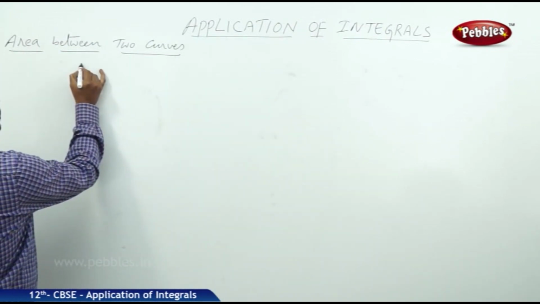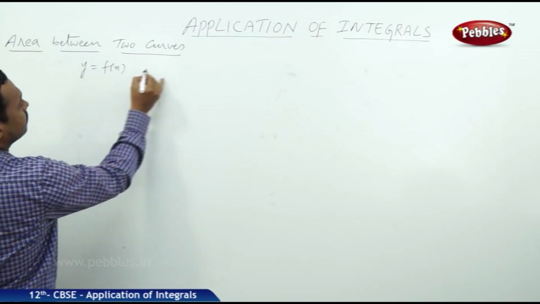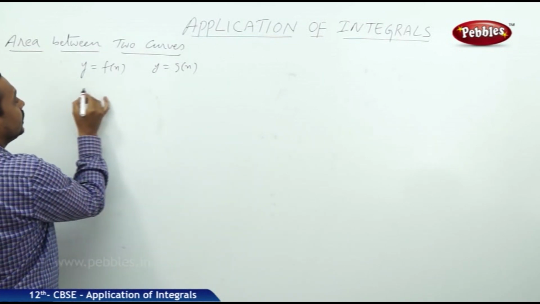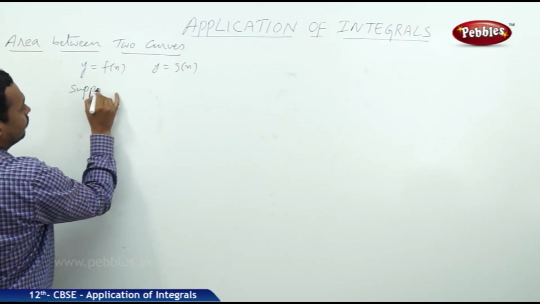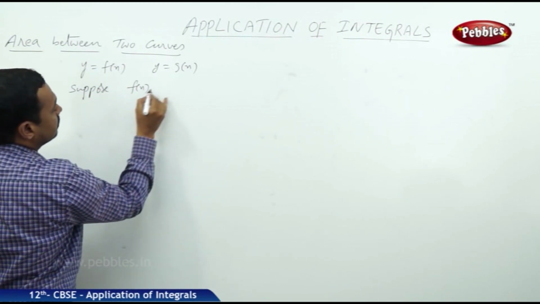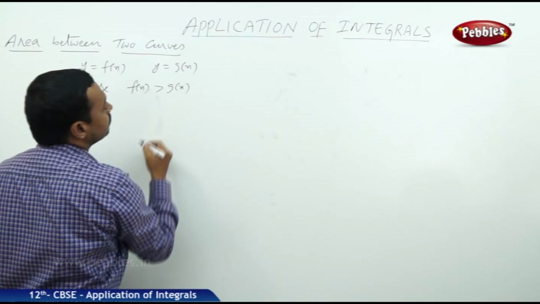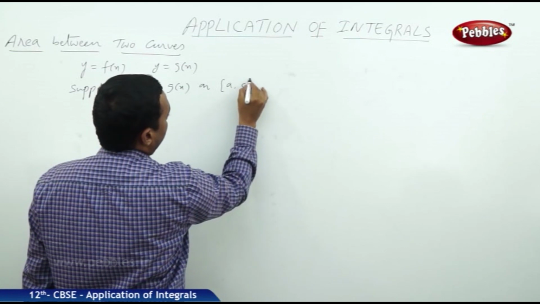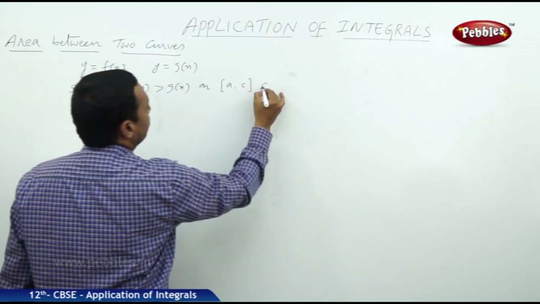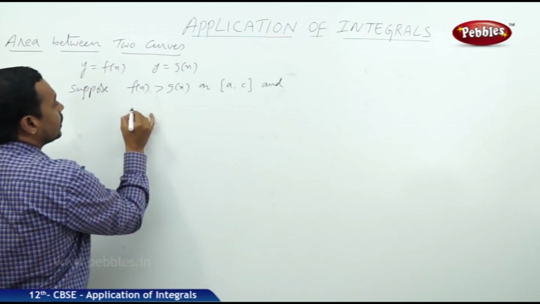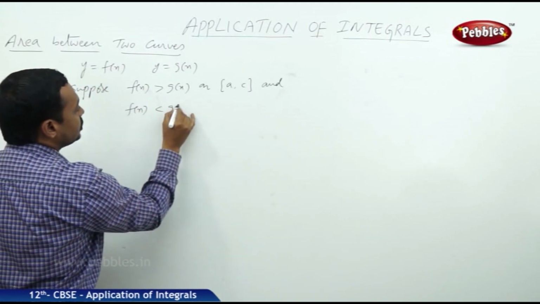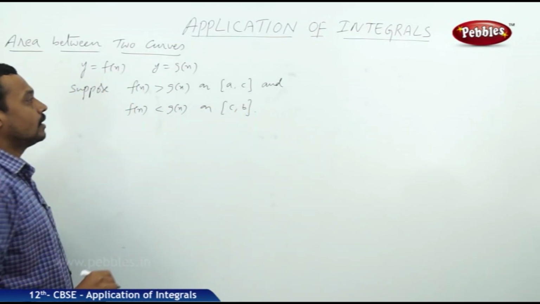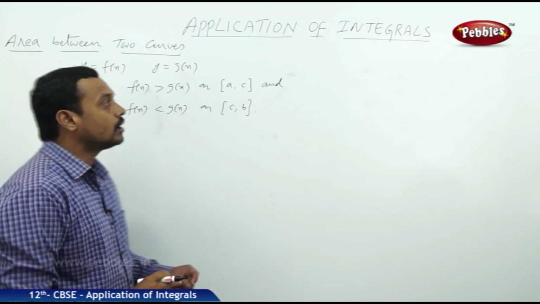Suppose y is equal to f of x and y is equal to g of x are two curves, and suppose f of x is greater than g of x on the interval a to c and f of x is less than g of x on the interval c to b, then how can we find the area between the two curves?